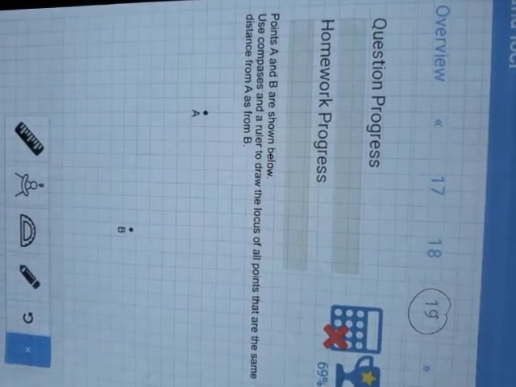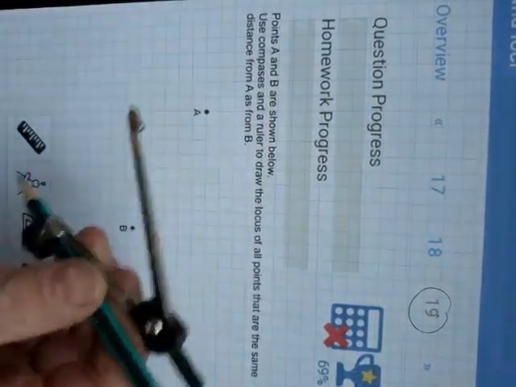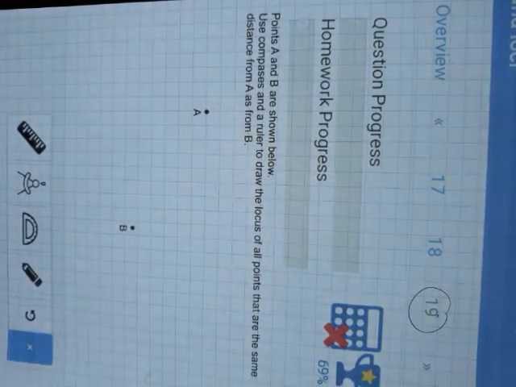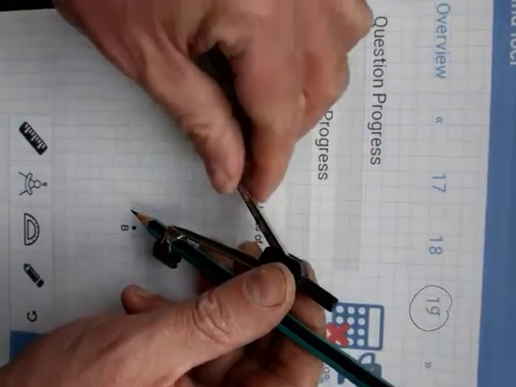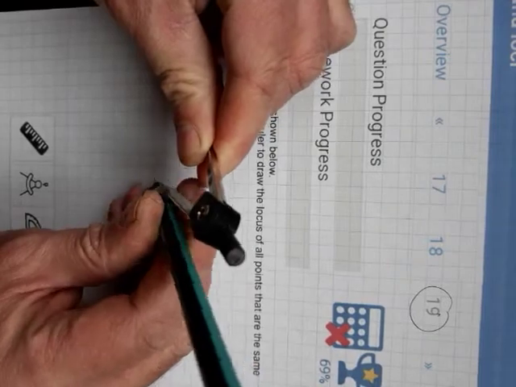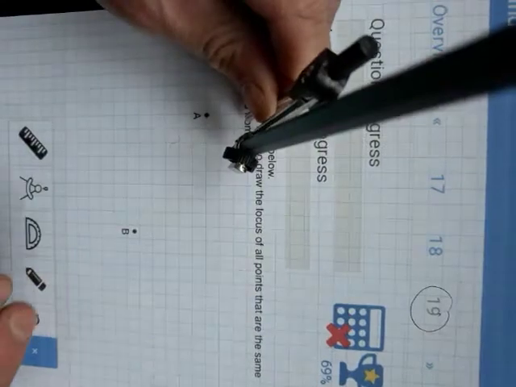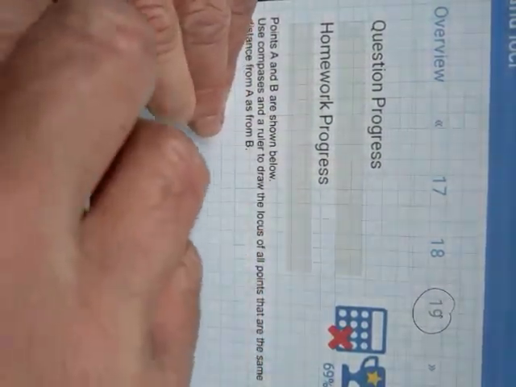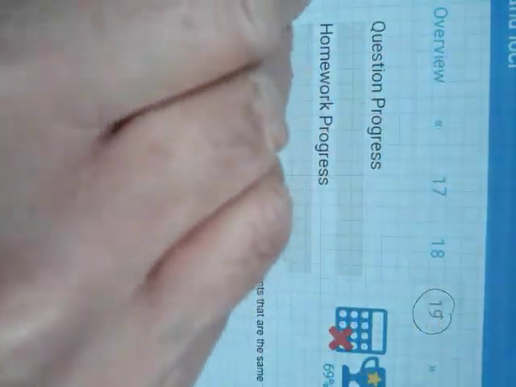You may have seen this video, but you need your compass, and you set it to over half the distance of A to B. You can measure it if you like, but you don't need to. I'll show you why that has to be over half in a minute. I'll get to A, set it over half the distance, and draw a circle. You can go the whole circle, there's no harm in that, but you won't need all of it.